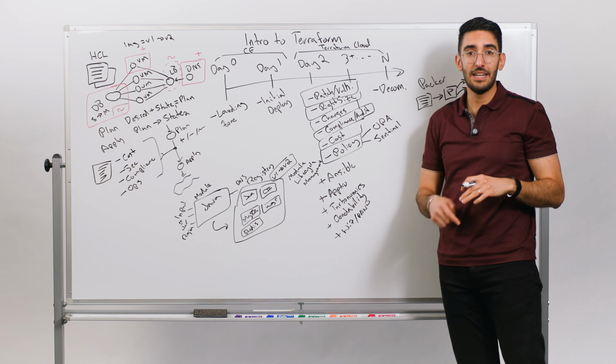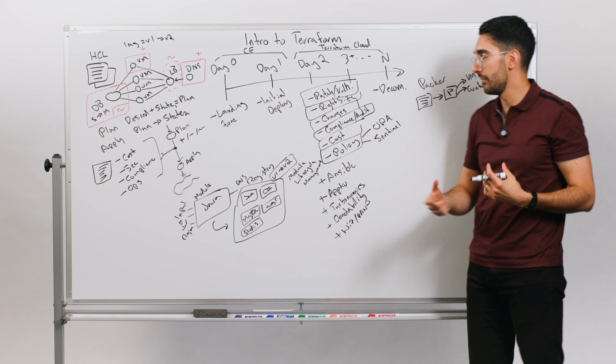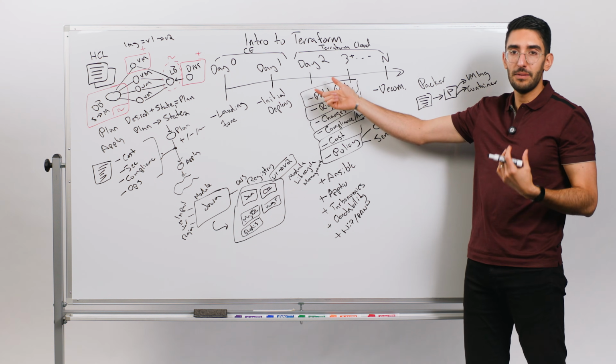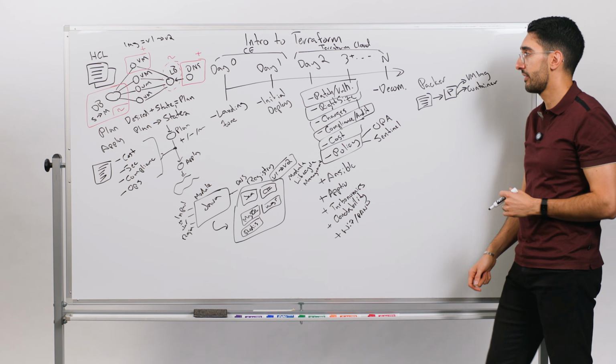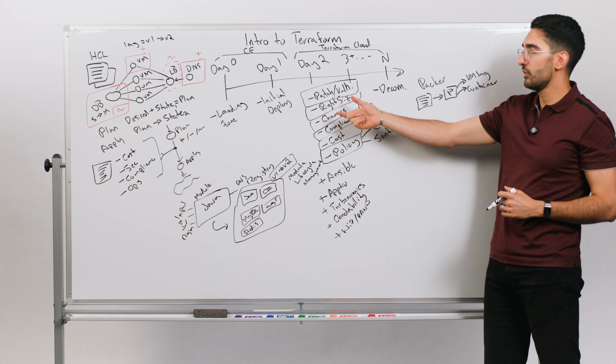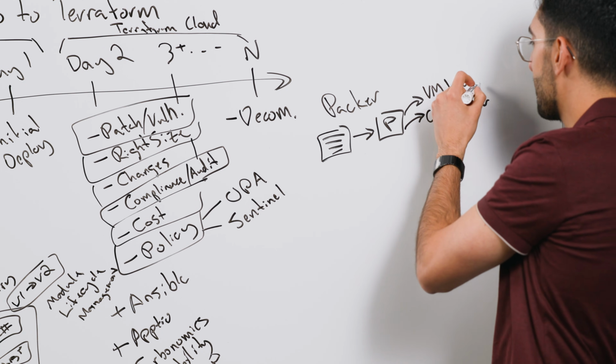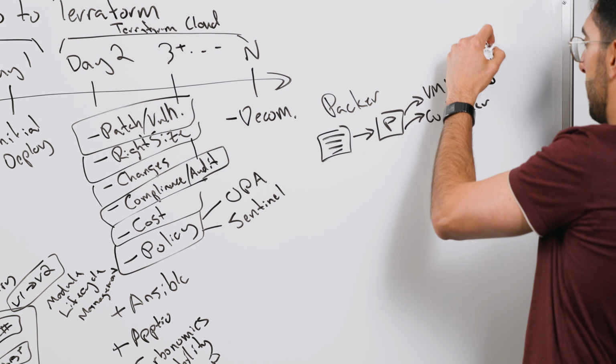Day 0, day 1, I might need to bake a VM image or a container image, but then I might need a day 2 update that with a new version of Linux or a new version of my application or a new version of the Java runtime. So how do I build that new version and then publish it? And that's where that connects to things like HCP Packer.